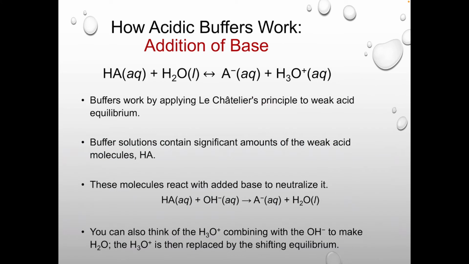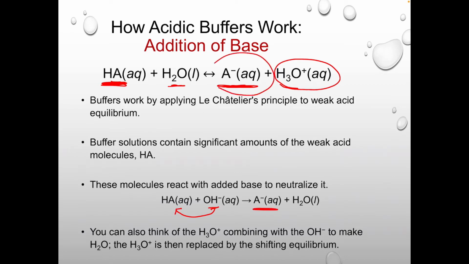So this is how they work. If we have an acidic buffer, we're always going to have our weak acid and we're going to dissolve it in water, but we will also have some conjugate base there. And we're going to end up with some hydronium ions floating around. So buffers work by applying Le Chatelier's principle to a weak acid equilibrium. Again, they're going to have a bunch of these weak acid molecules and a bunch of the conjugate base molecules. And so if we happen to add some base, the base would react with the weak acid and it would form conjugate base.